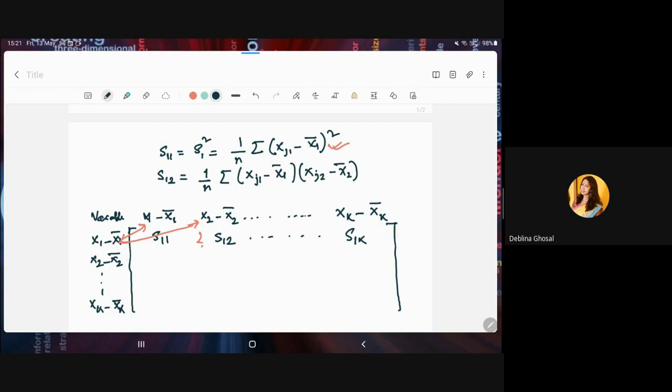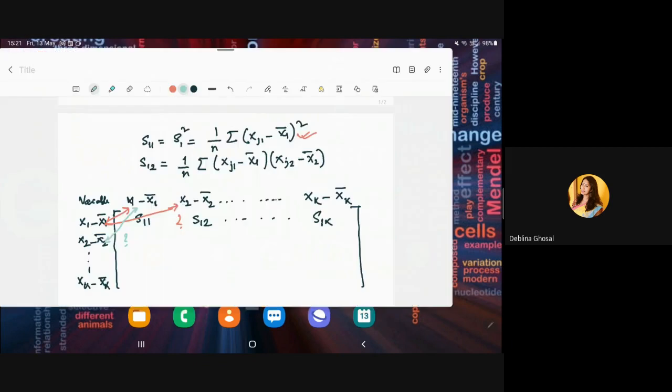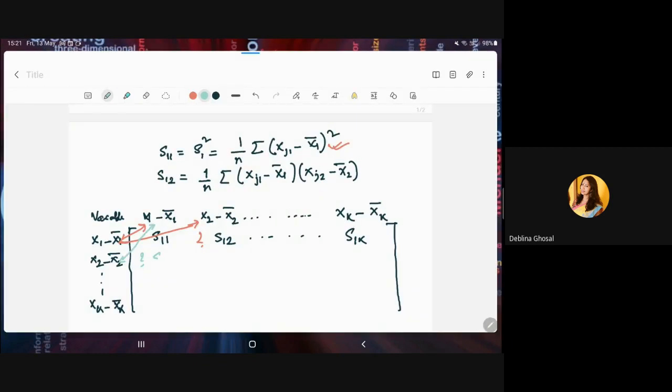Similarly here, when I interact this, this place is between x2 and x1, so we write it as S21.